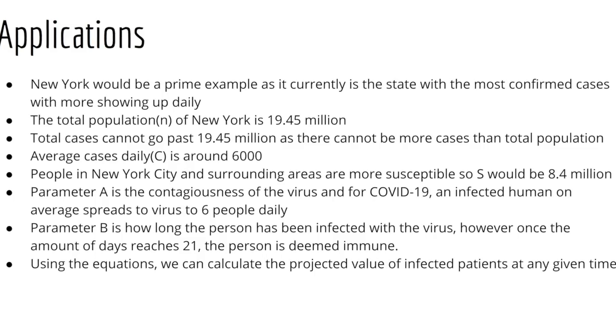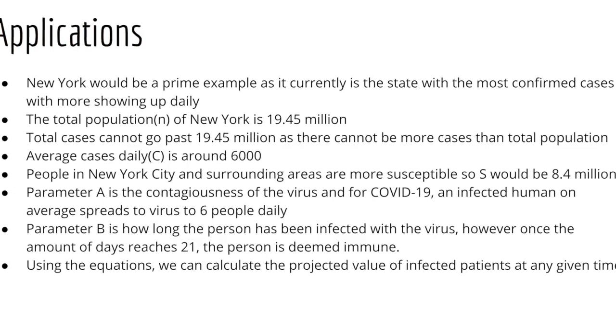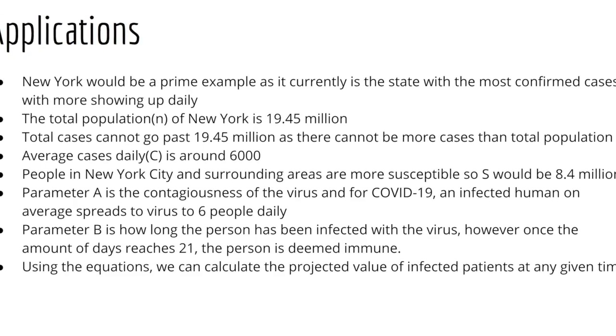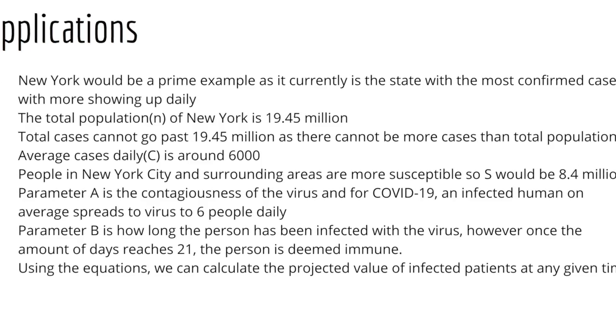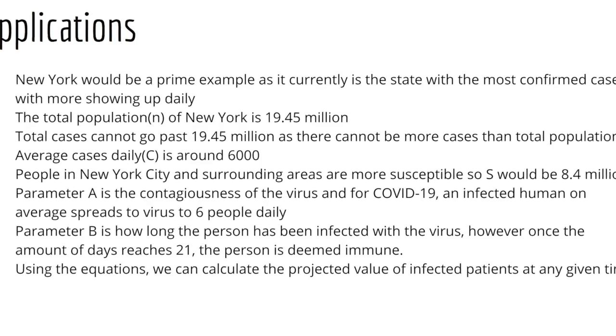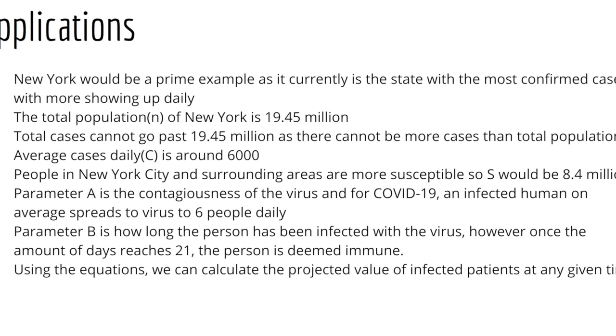On average, an infected human spreads the virus to 6 other people, therefore making that our a value. Parameter b, on the other hand, is variable based on how many days the person has been infected, but once it reaches 21, the person is deemed immune. Using these equations, we can plug the values of infected patients to predict the estimated number of people infected at any given time if shelter in place was not instilled.